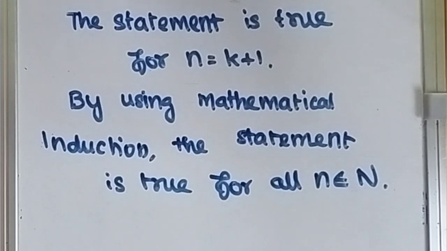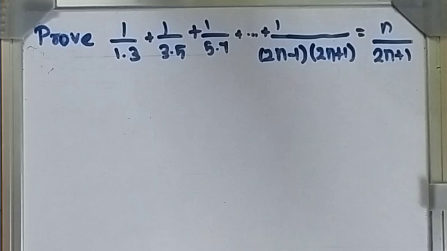Whether this statement is behaving in the same manner or not. Then after doing some simplification, we find out that this statement is behaving in the same manner as that of a given equation. So we say that this statement is true for n equals k plus 1. So we finally write by using mathematical induction, the statement is true for all n belongs to natural numbers. Clear? Shall we move to the next sum?